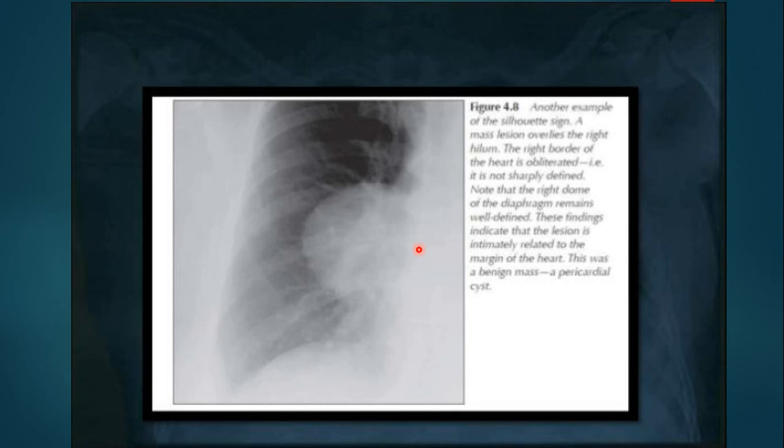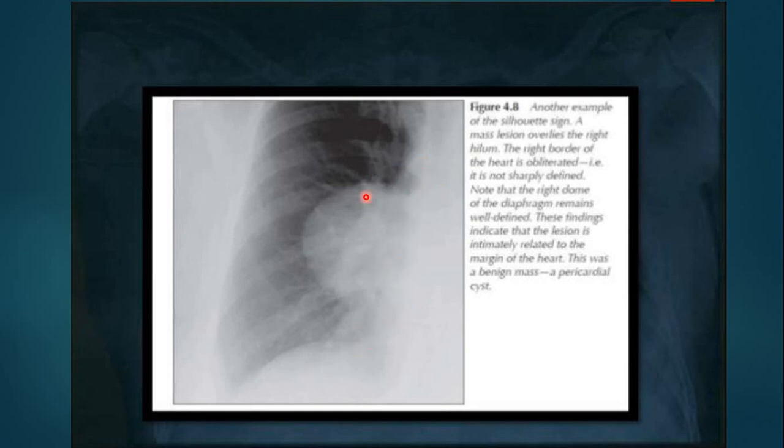Now, another example of the silhouette sign. You can see this pathology here. There is something of soft tissue density bulging from the right side of the heart. The right hemidiaphragm is intact and sharply defined. So this lesion is related to the right side of the heart, and it's not related to the diaphragm. You cannot see the right heart border.